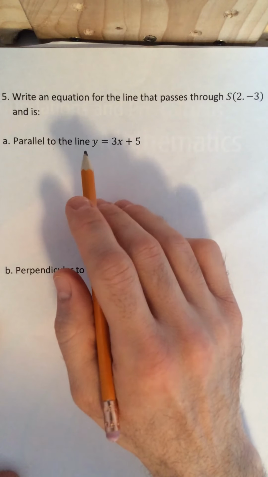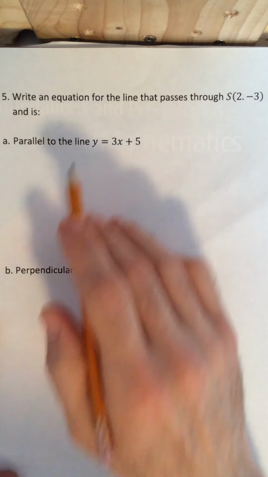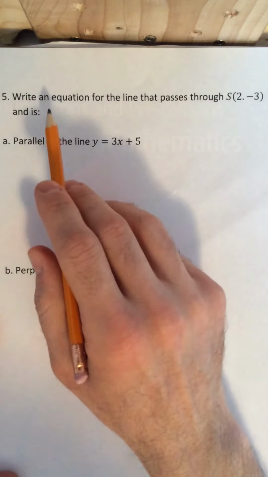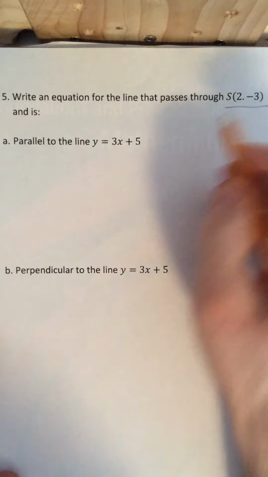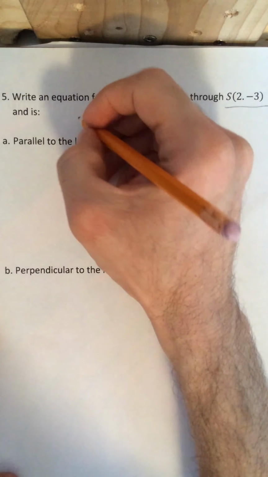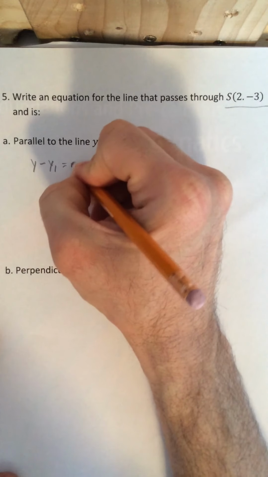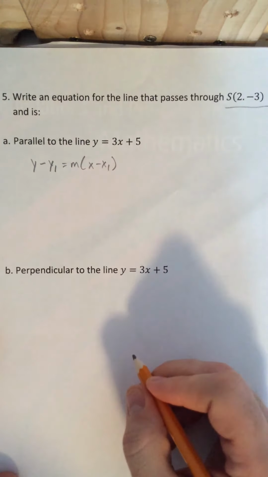This question is going to relate some information about slope point form to what you learned previously about parallel and perpendicular lines. So we are going to write the equation of a line that passes through this point S, and we're going to write it in slope point form, which is y minus y1 is equal to the slope multiplied by x minus x1 in brackets.